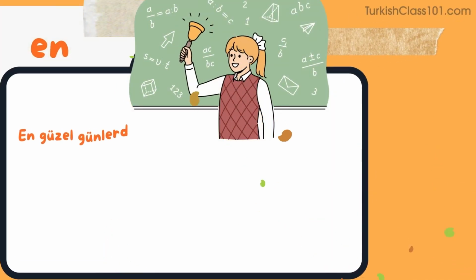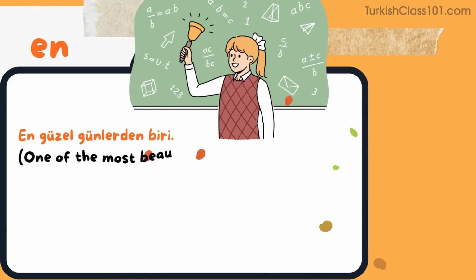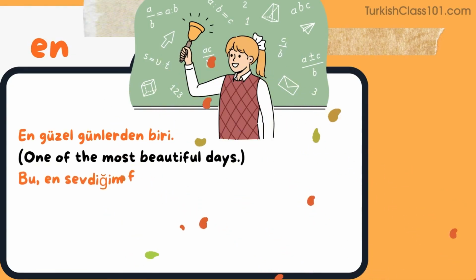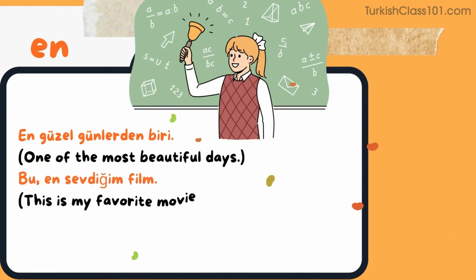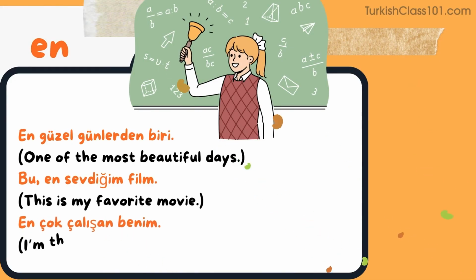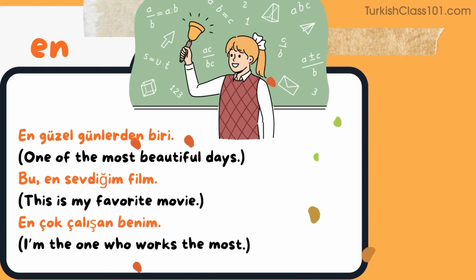I mean, let's give some examples. En güzel günlerden biri. One of the most beautiful days. Or bu en sevdiğim film. This is my favorite movie. Bu en sevdiğim film.